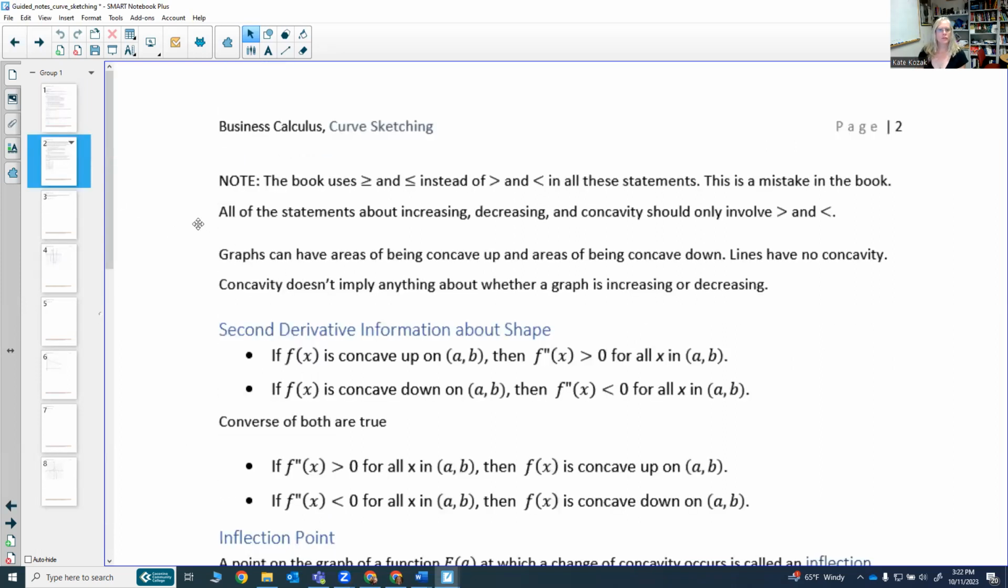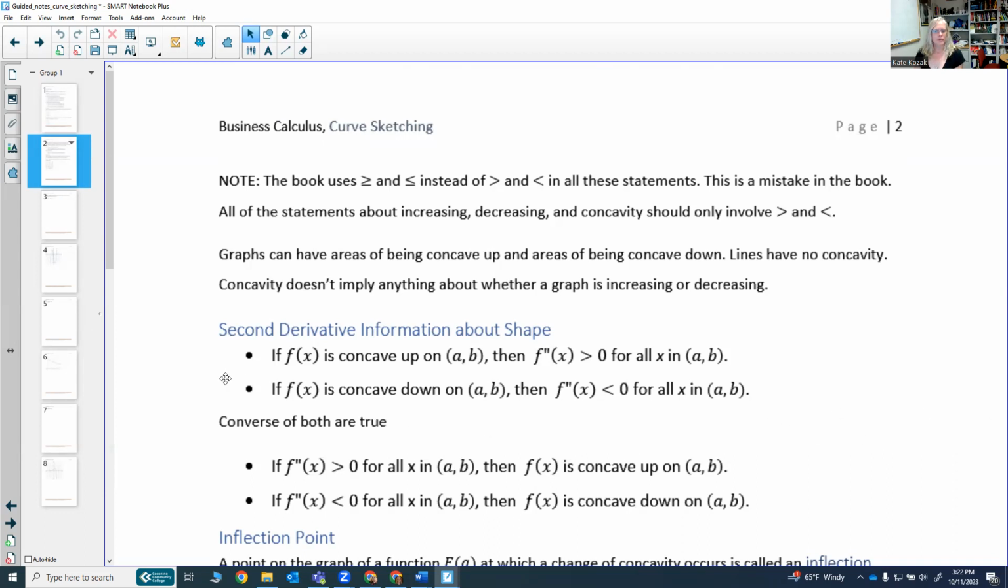Note, the book uses greater than or equal to and less than or equal to instead of greater than and less than in all of these statements. This is a mistake in the book. All of the statements about increasing, decreasing, and concavity should only involve greater than and less than. Graphs can have areas of being concave up and areas of being concave down. Lines have no concavity. Concavity does not imply anything about whether a graph is increasing or decreasing.